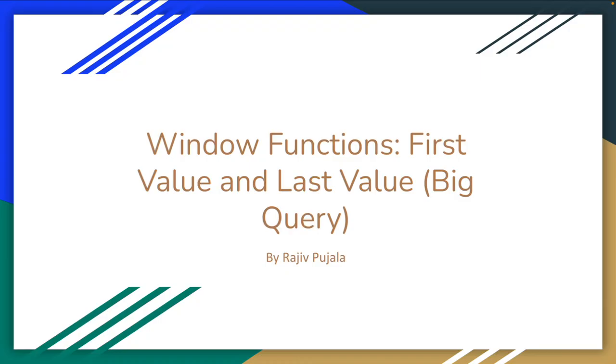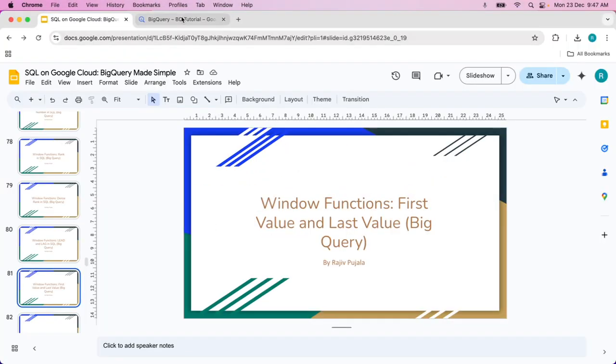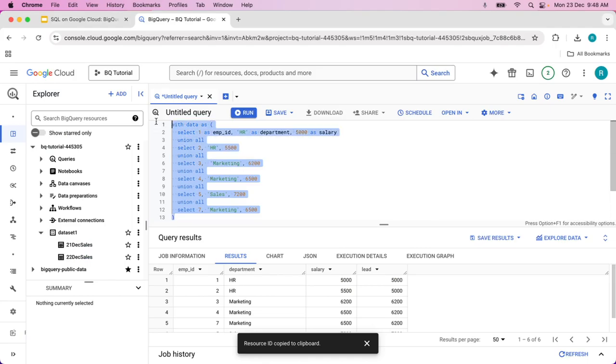For example, if I have data of department and sales, and I sort the data, say I have four rows for the sales department, and I would like to know what is the first value, we can achieve that by using first value, and similarly we can use the last value window function. Let's quickly take this data over here.